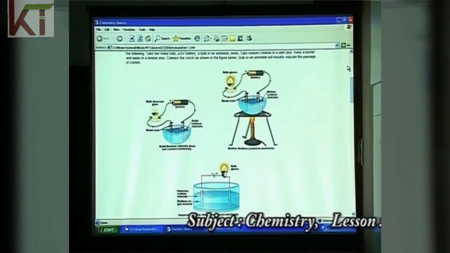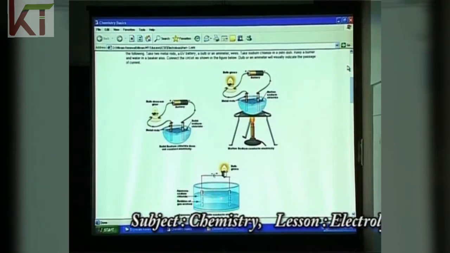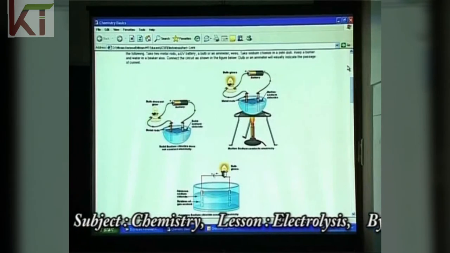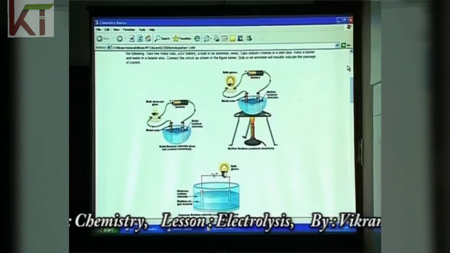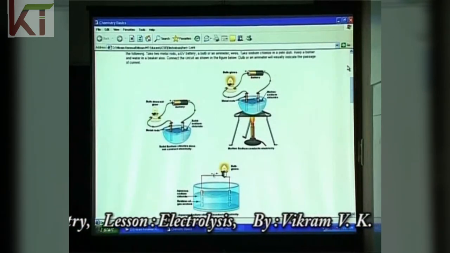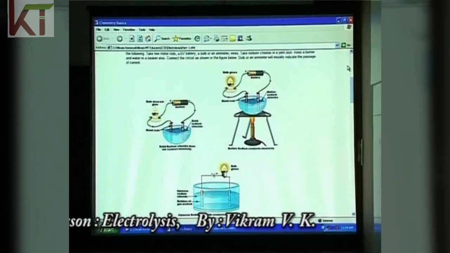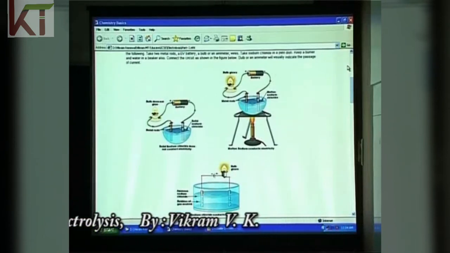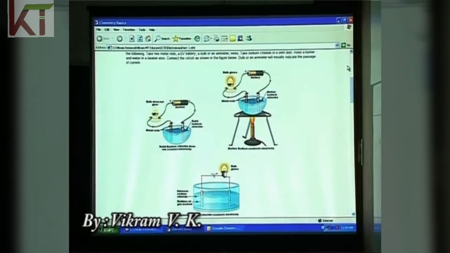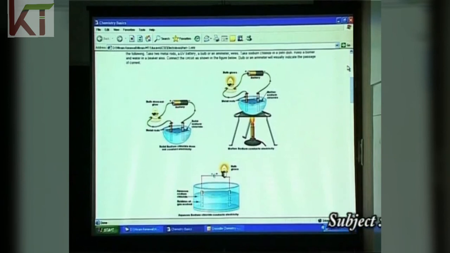First one is a solid sodium chloride, then a molten sodium chloride, then an aqueous sodium chloride. What can you see over here? Yeah, that's right, the apparatus difference is there. Fine, that's practical, technical thinking. But tell me, in terms of chemistry or electricity, any difference between these three diagrams you can note?